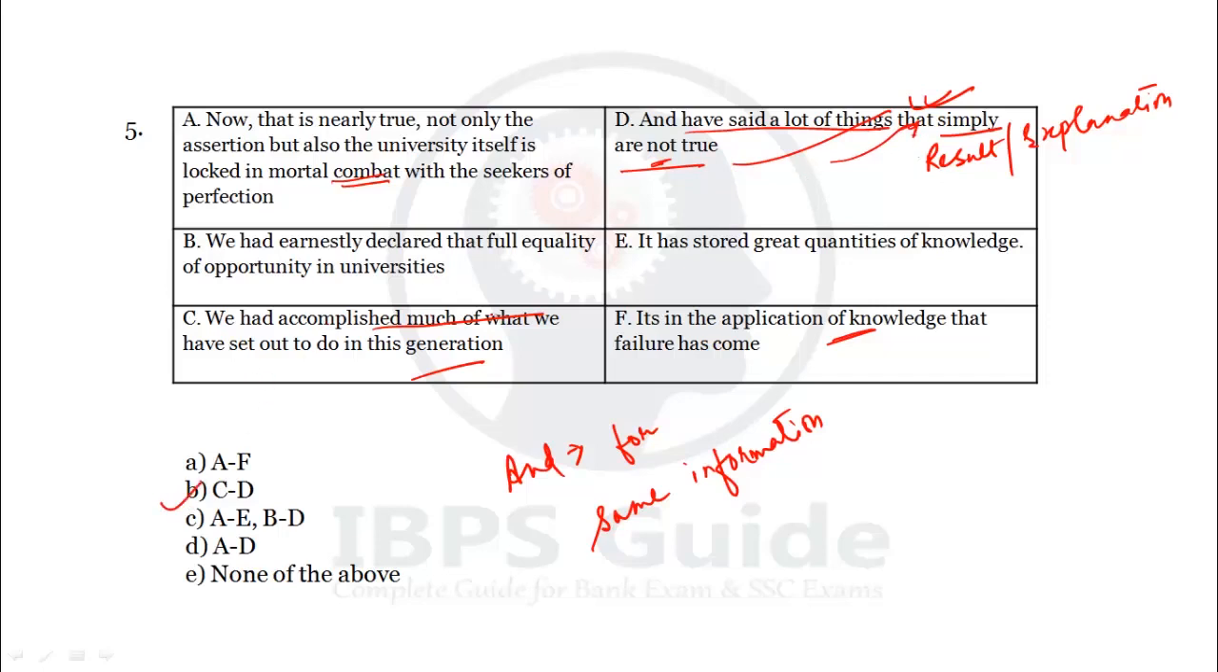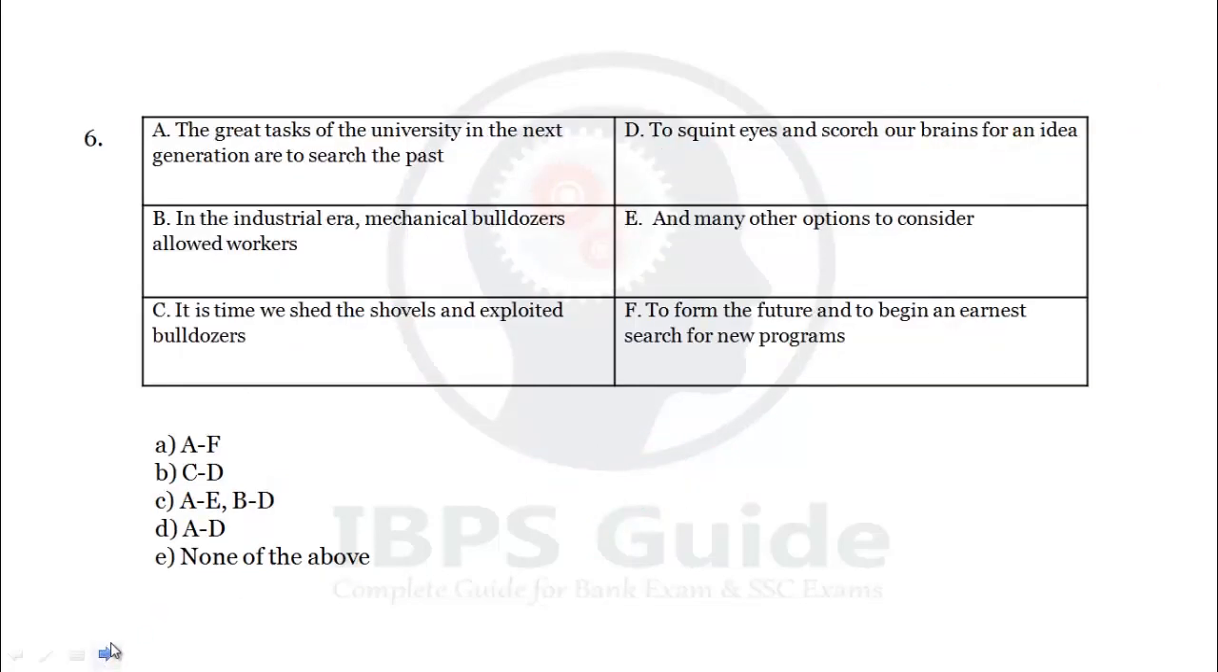"We had accomplished much of what we have set out to do in this generation and have said a lot of things." Full stop, maybe, but ahead is the continuation, "that simply are not true." So the negative information is related to that. So that's why our answer will be C and D. Let's move to question number 6.